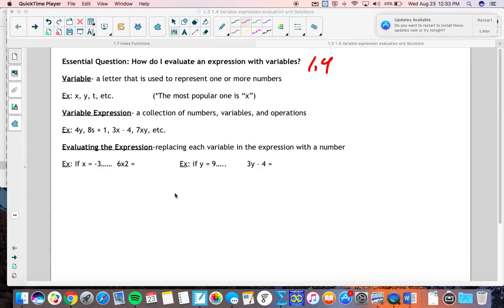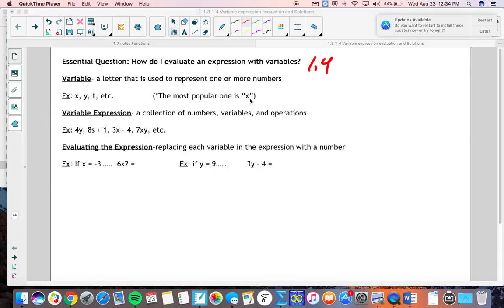This is section 1.4. We're going to evaluate expressions with variables and also identify something as a solution or not. A variable is a letter that's used to represent one or more numbers. We use letters like x, y, t. The most popular one is x. Don't confuse that with an operation or multiplication. We can also use Greek letters.